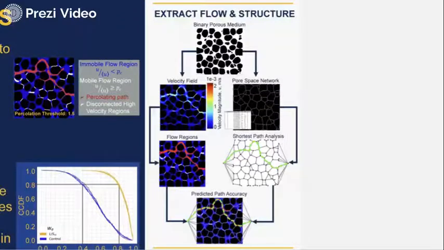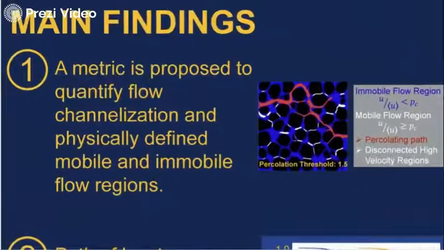We first normalized the velocity field by the average sample velocity. Then we classify pixels by comparing their normalized velocity value to some threshold, which we call the percolation threshold. If the normalized velocity is less than the threshold, it is classified into the immobile flow region, shown in blue. If the normalized velocity is greater than or equal to the threshold, it is classified into the mobile flow region, shown in red and white.